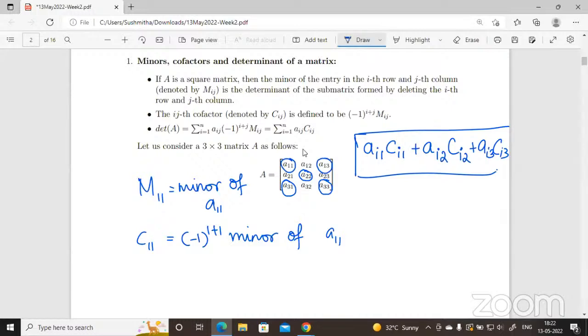Can you repeat cofactor once more, please? Yeah, so you know what a minor is? Yeah. So for the cofactor, you just multiply the minor with minus 1 power i plus j, where i denotes the ith row. The element belongs to the ith row and the jth column. So you multiply by minus 1 power i plus j. That's it. Okay.